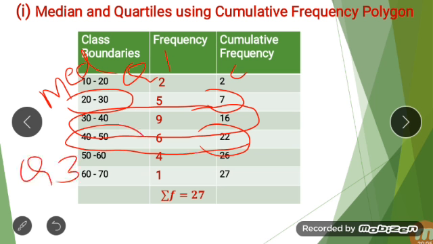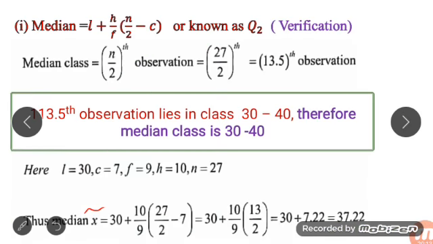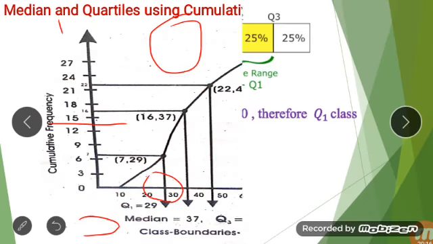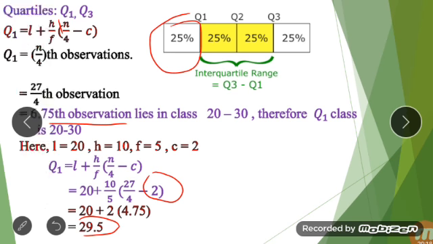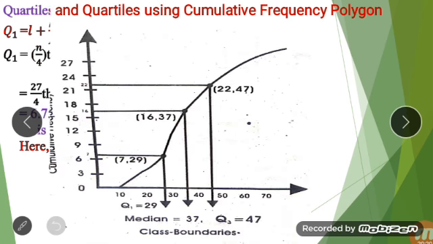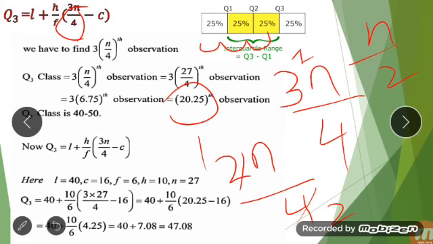You can highlight this. The frequency of this class is 6. The frequency preceding this is 16. The class height is 10, and the lower class boundary is 40. So we can put the same in the formula here. Okay, here we have put it in the formula. After calculation you will get 47.08. The calculation you can do yourself.